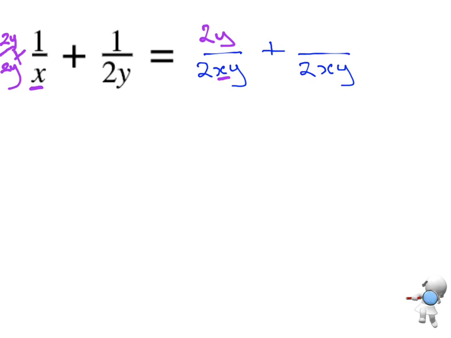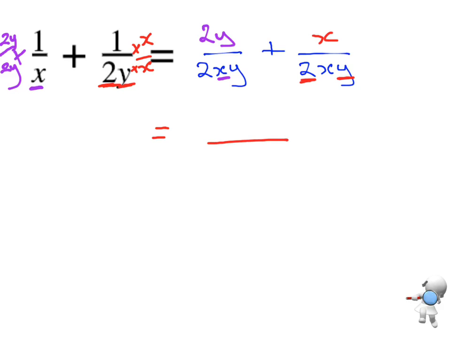Now let's do the same kind of process for the second fraction. So the second fraction at the moment has a 2 and a y in the denominator. It's missing the x, so that means I need to multiply top and bottom of that fraction by x. So 2y on the bottom times x will give me the 2xy I want. On the top, 1 times x will give me x.